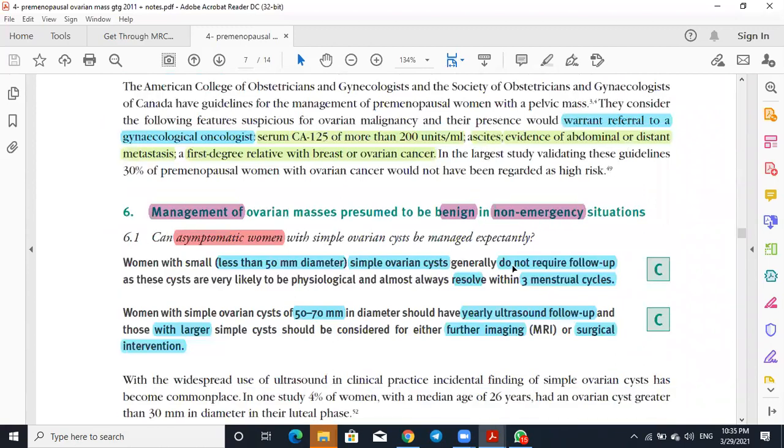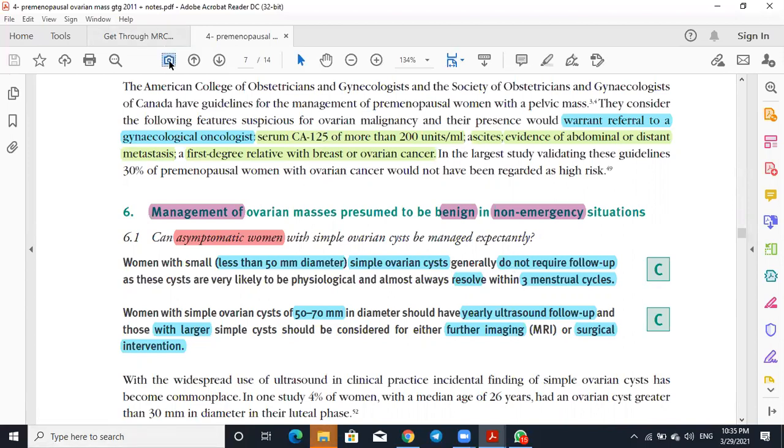Yes, Dr. Ghazala, this is the one you are looking for. Women with small simple ovarian cysts, less than 50 mm in diameter, less than 5 centimeters, don't require follow-up, as these cysts are very likely to be physiological and almost always resolve within 3 menstrual cycles. Women with simple cysts of 5 to 7 centimeters should have yearly ultrasound follow-up. Those with larger simple cysts should be considered for either further imaging, MRI, or surgical intervention. This is the point Dr. Ghazala is looking for.